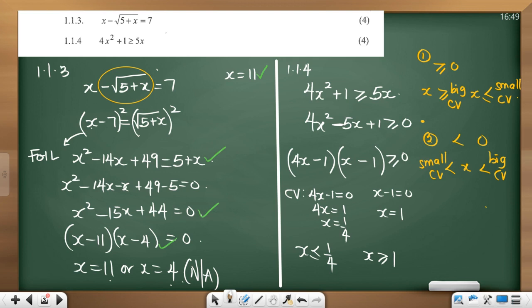All right, that is the small critical value. That's just a straight way of getting the answer. However, I'm going to show you the other ways of working this out. Permit me to go to the next page, and we are going to confirm if these answers are correct. My critical values are 1 over 4 and 1.